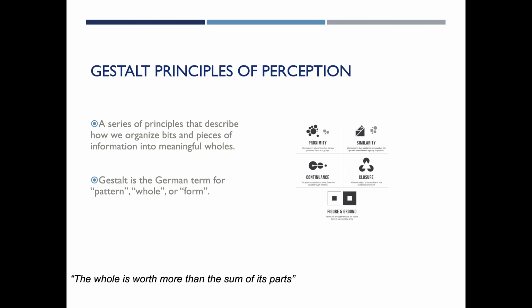So what are some of these Gestalt principles? Well, your book looks at proximity. That is, the closer that objects are to each other, the more likely they belong together.